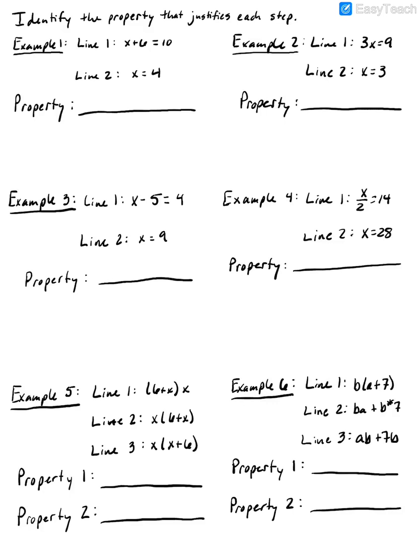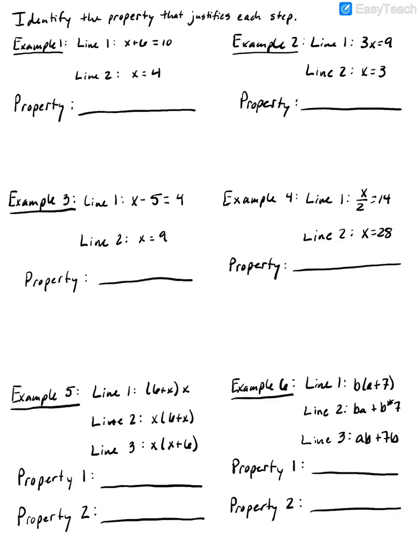For each of these examples, we have different lines of an algebra equation, and in the line below it, we have changed something. Our job is to identify what property allowed us to do what we said we would do from line 1 to line 2, and if there are problems with line 2 to line 3, the same thing happens. That's what we're going to be talking about in this video.